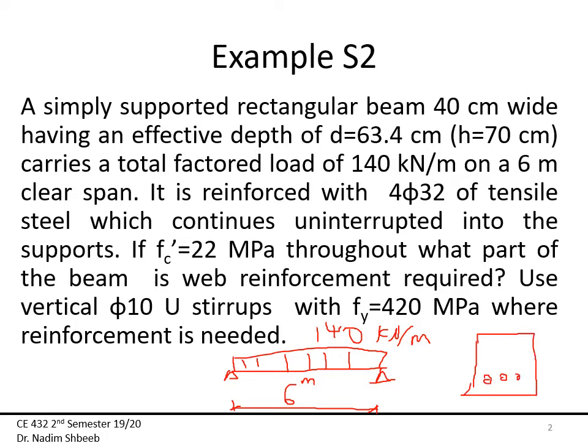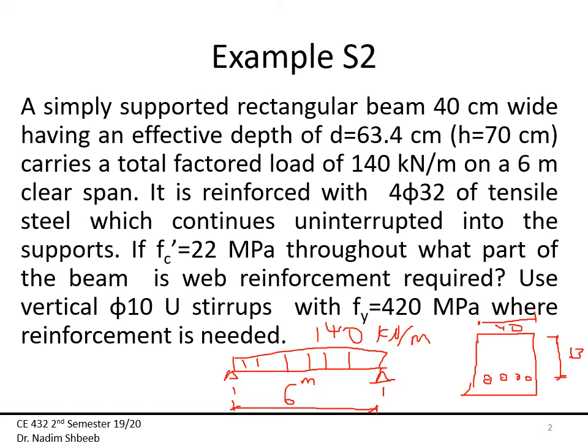Here I have 4 Φ32. This is my D, which is about 63.4. And this is my B web, which is equal to 40 centimeters. So here we have 4 Φ32. It continues uninterrupted into the supports. That means that the 4 bars start from here and go all the way to here. So no interruption, just 4 Φ32.